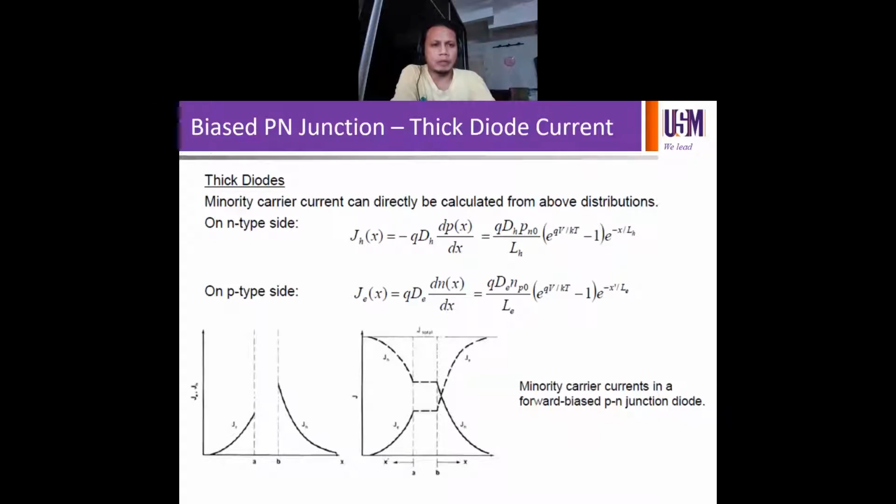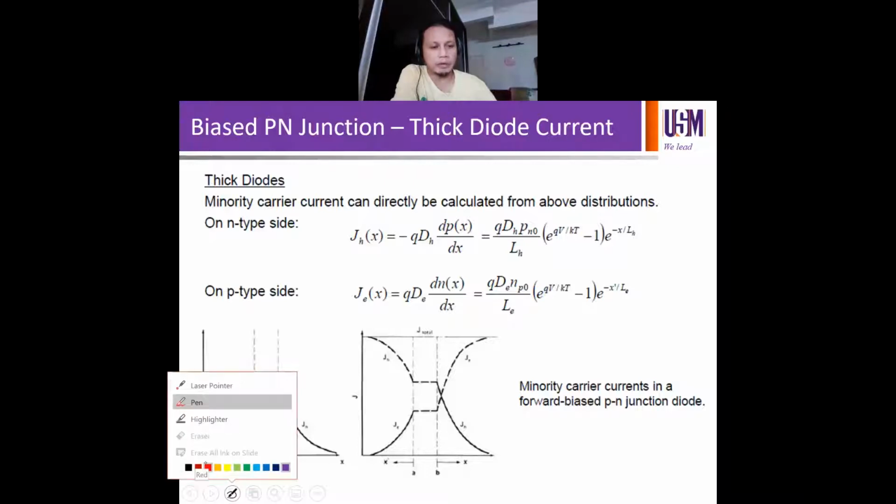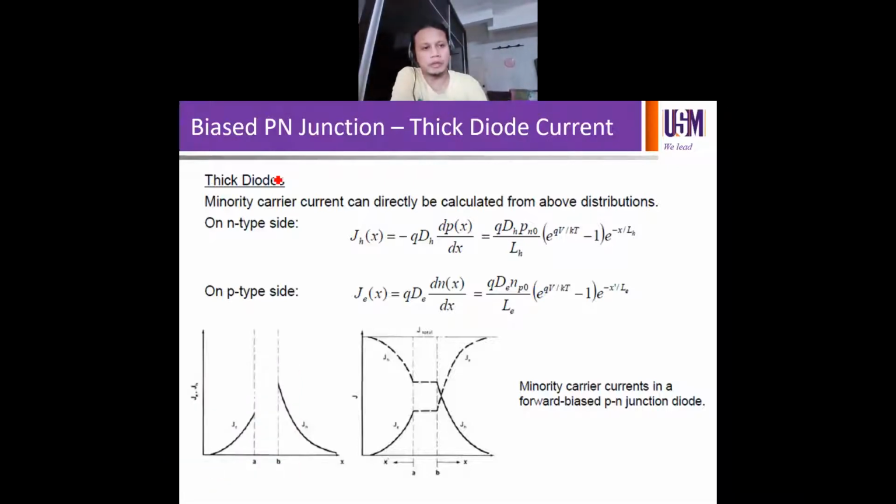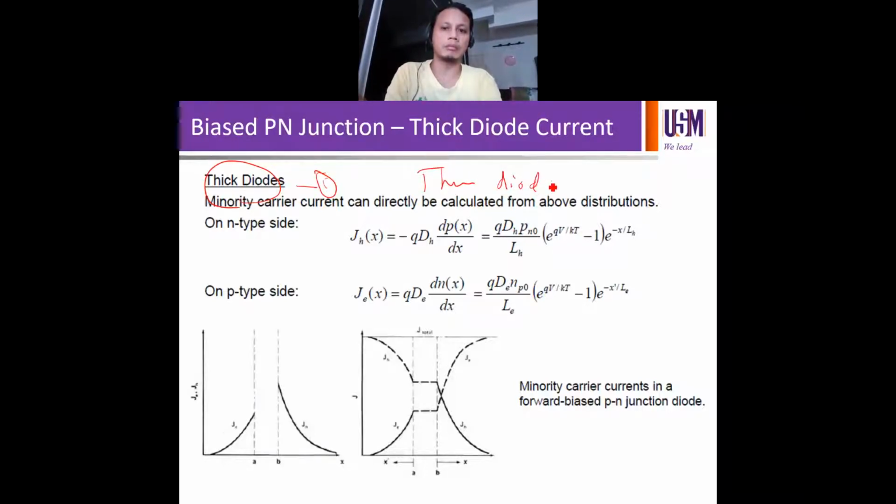So we're going to come to a concept where we treat this equation by two conditions, right? We're going to have a thick diode and a thin diode. Okay, the first one we call thick diode, yang tebal. The second one we call thin diode, right? Thin diode. Right, apa beza thick diode and thin diode?